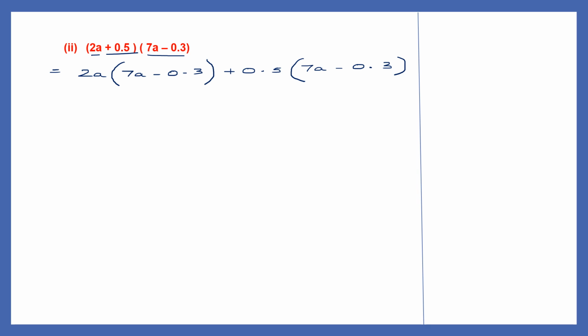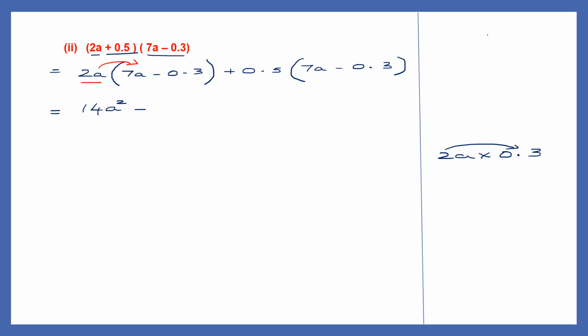Now let's multiply. So 2a into 7a first. 2 into 7 is 14, a into a is a square. Minus, now we multiply 2a into 0.3. So let's multiply that here. 2a into 0.3. So 2 into 0.3.